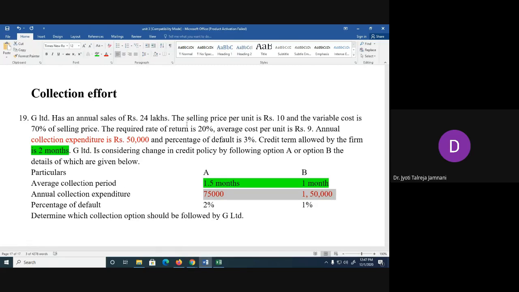But here, when we talk of collection effort, they usually try to collect the money early. So if I was giving 2 months credit, now I want to give 1.5 months and see. Then I want to give 1 month and see. So they are asking which policy is better. Should I go with my existing 2 months only, or can I be little strict and I can give only 1.5 month credit, or a little more strict and give 1 month credit? So we have to tell which is better for the company.